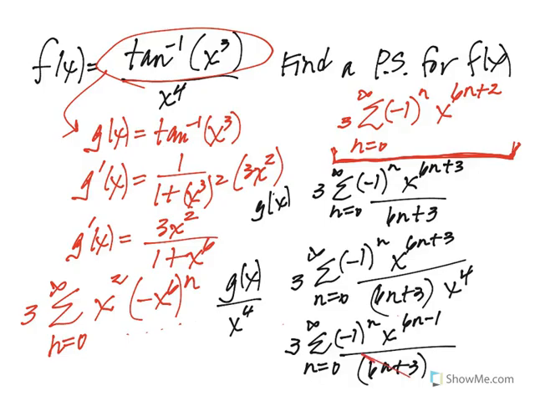As an alternative, you could pull a 3 out of here. That would give you 2n plus 1, which is probably what you'll see in the solutions manual.